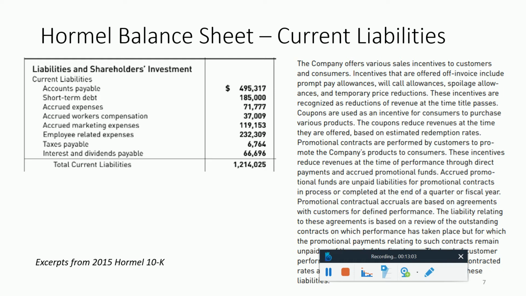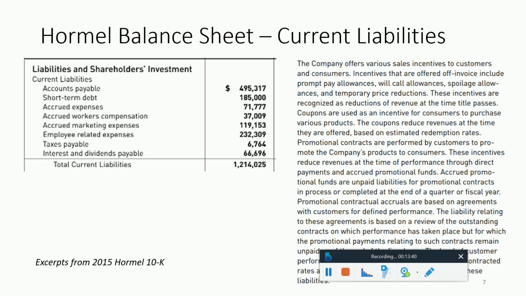So Hormel is a manufacturing company, right? They have a lot of employees that work in factories, and factories can sometimes be dangerous, so it doesn't surprise me to see that they have a liability for workers' compensation, either for injuries that have already occurred on the job or additional payouts that they think they're going to have to pay for injuries that have happened but have not yet gone fully through the process.